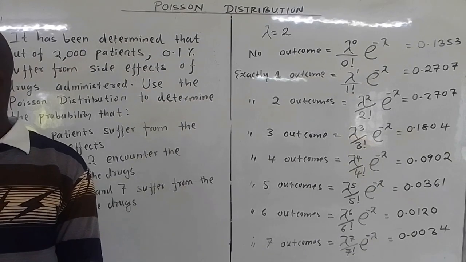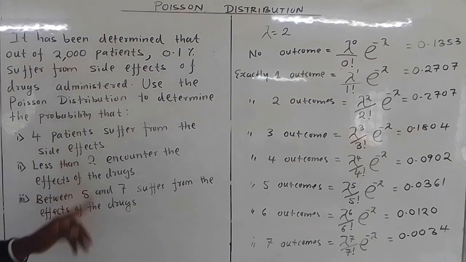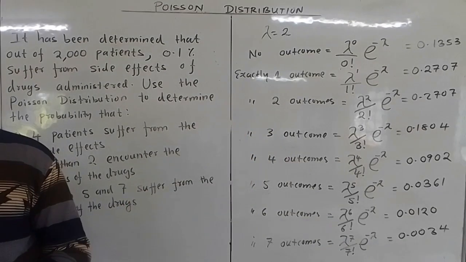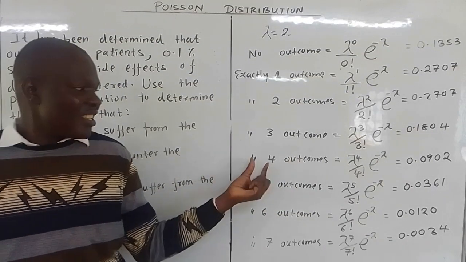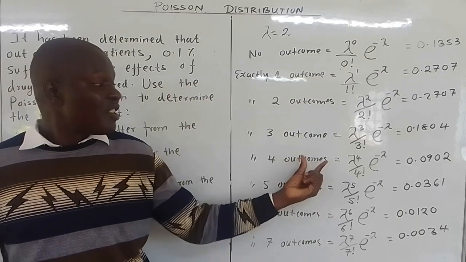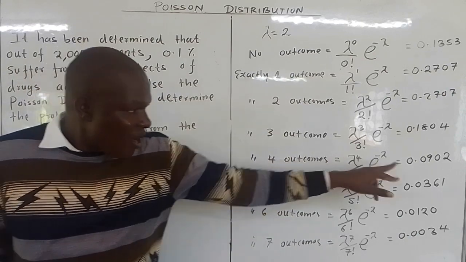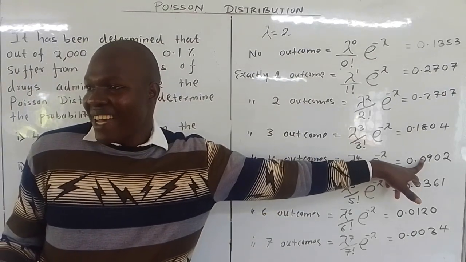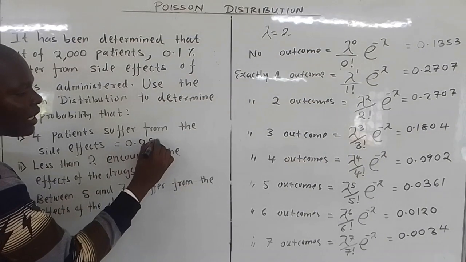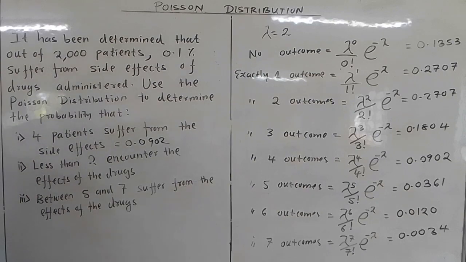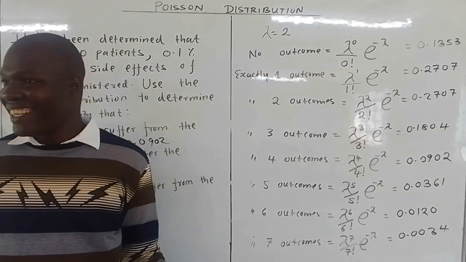So let us now start answering the question. Start with the first one. 4 patients suffer from the side effects. When they say 4 patients, that means exactly 4 patients, isn't it? So what is the probability that exactly 4 patients suffer from the side effects? See, this is exactly 4 outcomes. So the probability that exactly 4 patients suffer from the outcome is 0.0902. So you come and write here exactly 4, then you write the formula and the answer, and you are done.